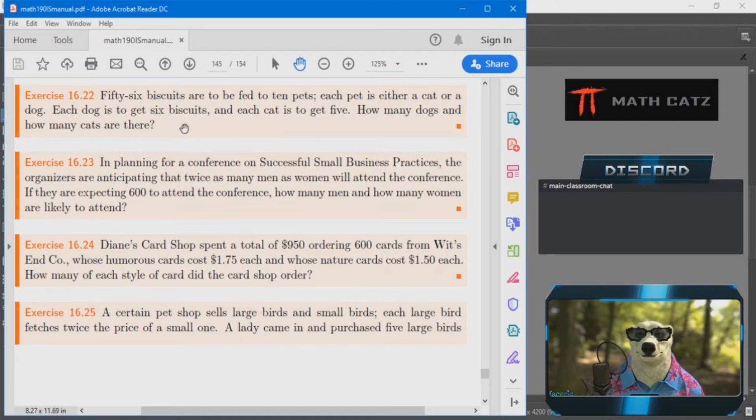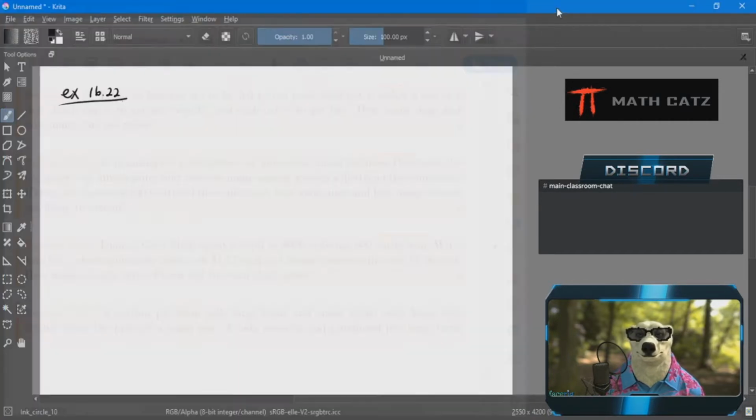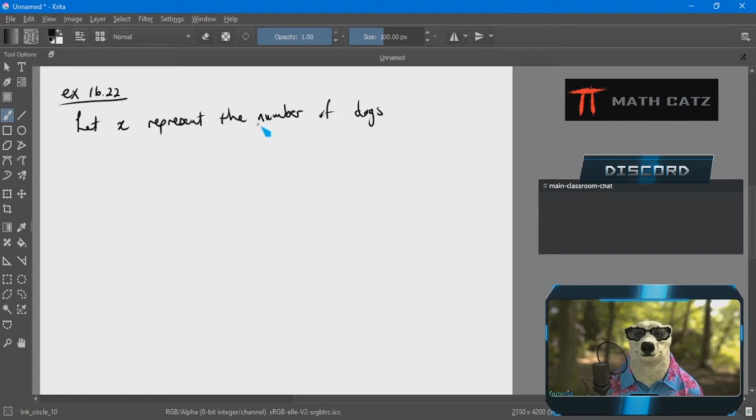So what are we looking for? We're looking for ultimately the number of dogs and the number of cats. So pick one. Say dogs, because it was first in the sentence, and we'll say let X represent the number of dogs. Do not say let X represent dogs. X is not an animal, it is a number. So you want to clearly emphasize that you understand what a variable represents and how it is used.